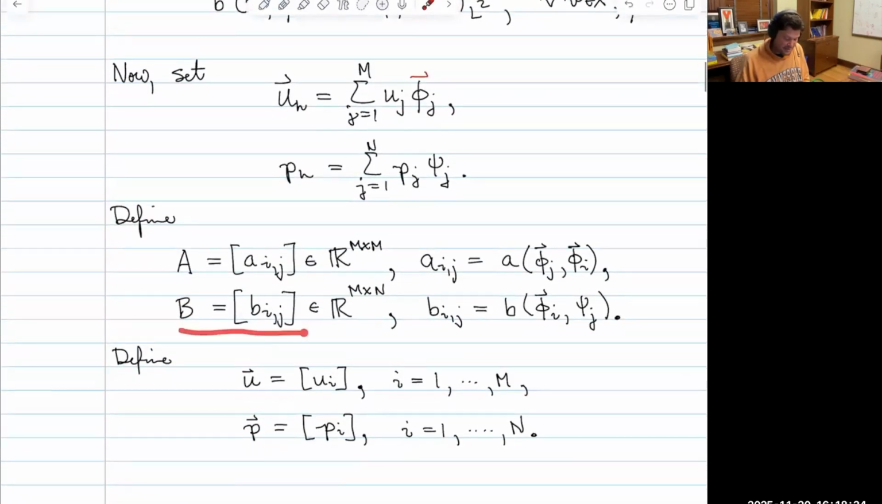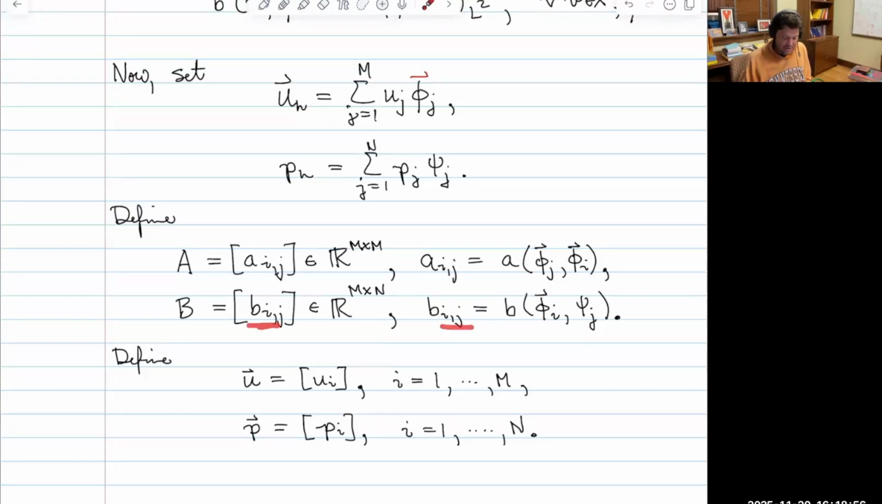The B matrix is a little bit different. It's different because it's the first time we're encountering in this class a matrix that we're creating which is not square. This matrix here is m by n. Again, m is usually going to be a lot bigger than n.